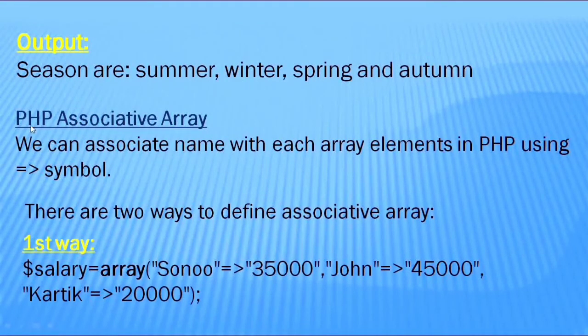Okay. Next, PHP associative array. We can associate a name with each array element in PHP using this symbol. If you look at this, equal to arrow mark is the symbol. There are two ways to define an associative array. First way is salary equal to array of Sonu 35,000. In this data, the arrow symbol is declared in the middle. Next, John equal to 45,000, Karthik equal to 20,000. This is the first way.